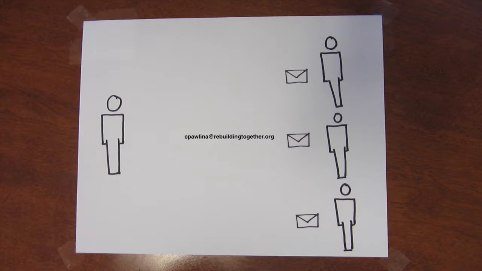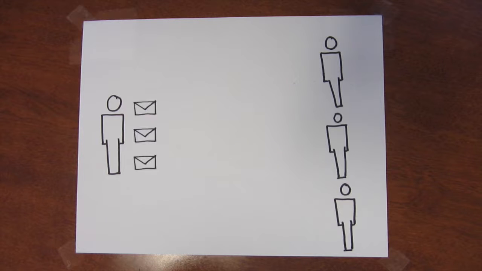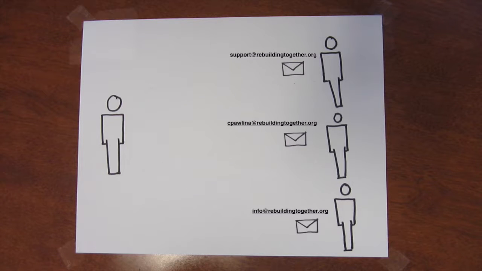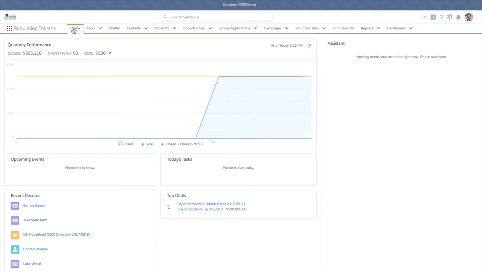But now let's say I need to send 3 unique emails to 3 different individuals, either manually or automatically using the email alert feature in Salesforce. This is where, with a couple clicks, I can select my available organization-wide email addresses and send those emails to those individuals, whether it's by way of our support, info, or my personal email address, all through the RTSP package in Salesforce. Let's jump into Salesforce and walk through adding and managing your organization-wide email addresses.